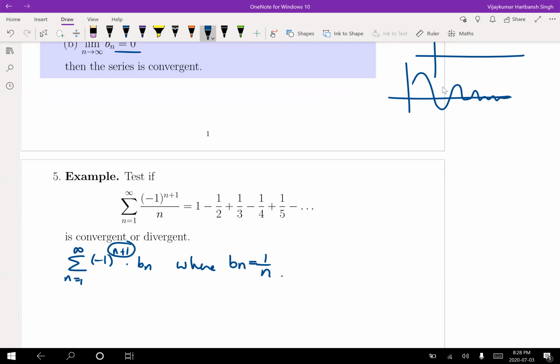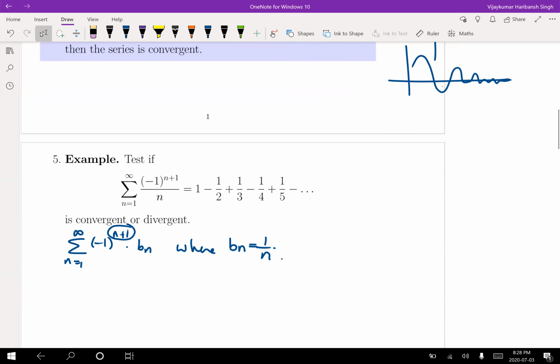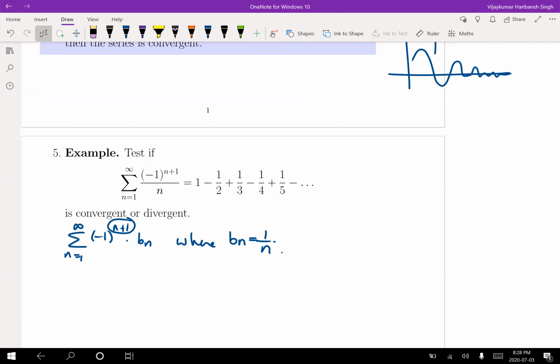Here, we are going to use the alternating series test. Let's see whether we can apply the alternating series test or not.